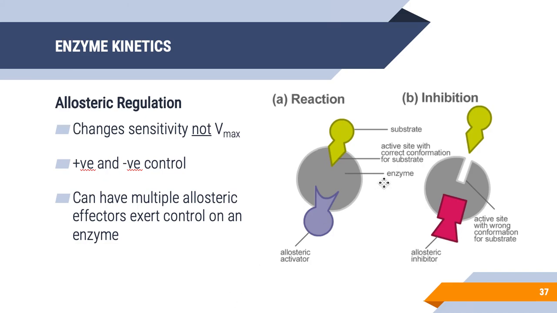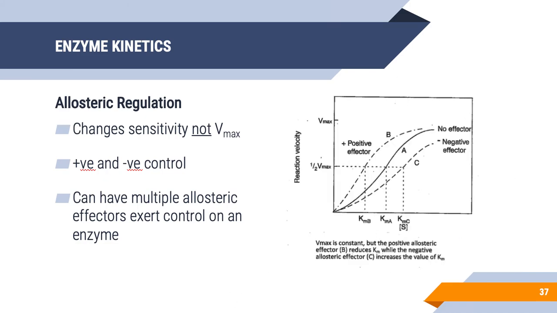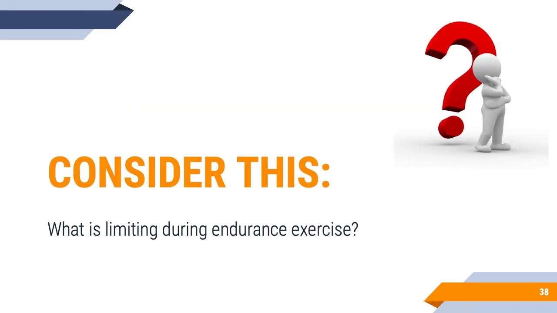Basically, with allosteric regulation, what's happening is we're changing the sensitivity, not the maximum activity of that enzyme. So we can have positive and negative control. Positive effectors speed up, that's our activators, or we can have negative effectors, or inhibitors, that slow down that reaction. And basically we can have multiple allosteric effectors that can exert control on an enzyme. So more than one can be happening at once.